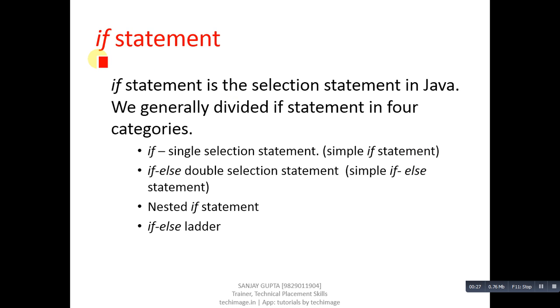Now coming on to the if else statement. The if statement is a selection statement in Java. We generally divide if statements into four categories. First is if, that is the single selection statement, or simple if statement. Then if else, the double selection statement, or simply the if else statement. Then the nested if statement, and the fourth one is the if else ladder.